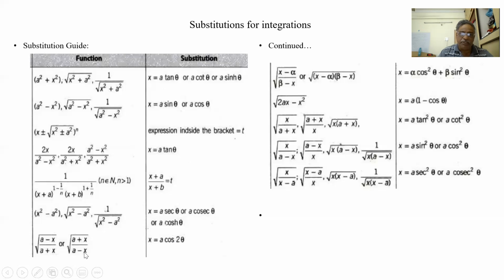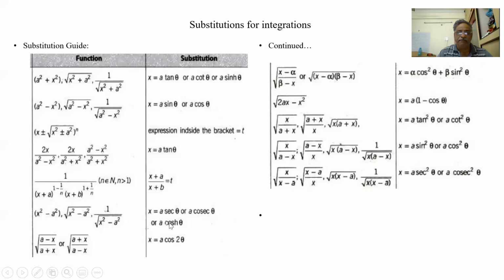Suppose x I put a cos 2 theta. What becomes minus? a into 1 minus cos 2 theta. 1 minus cos 2 theta can be written as 2 sin square theta. So it will become sin theta. Root will be going out. So we have to use this cos 2 theta. We are having a square automatically.